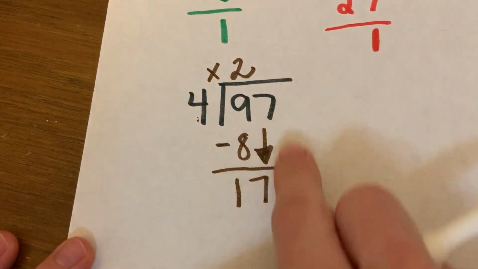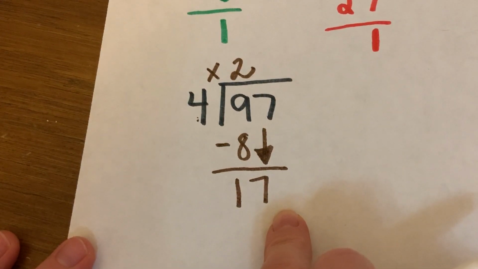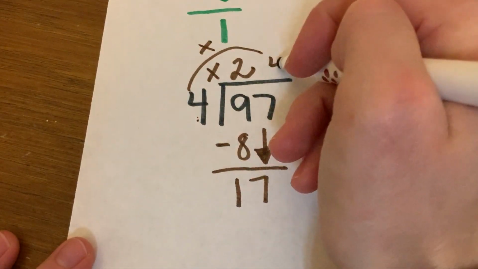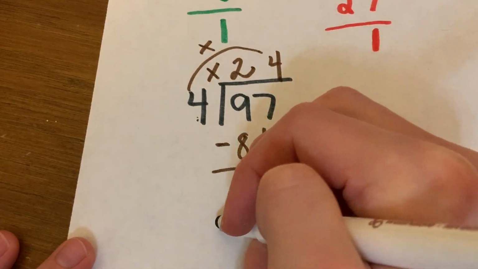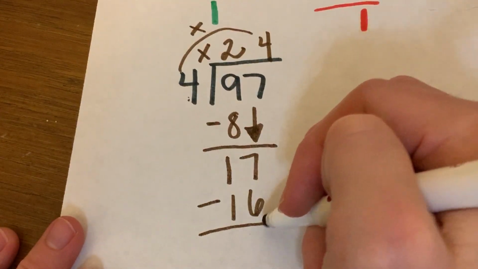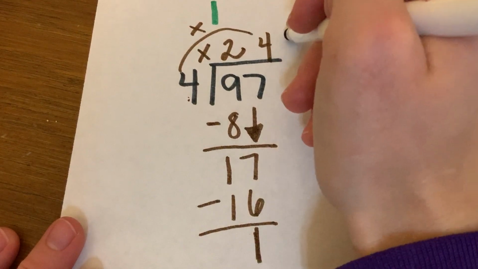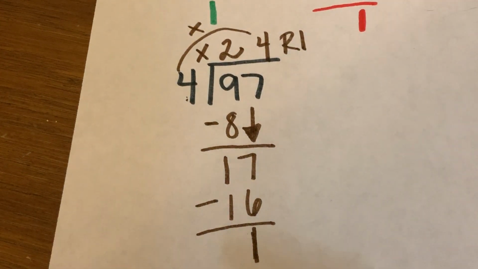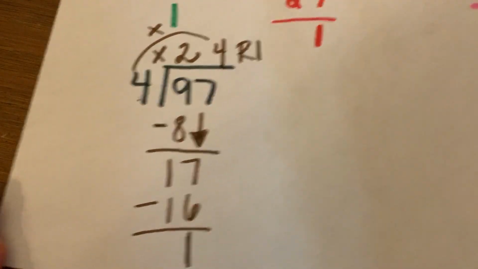4 times what gets me as close to 17 as possible? I can do 4 times 4 is 16. I'm going to put that 16 here, and I'm going to subtract. 17 take away 16 is 1. There's nothing more to bring down, and there's nothing more for repeating. So it's 24, remainder 1.